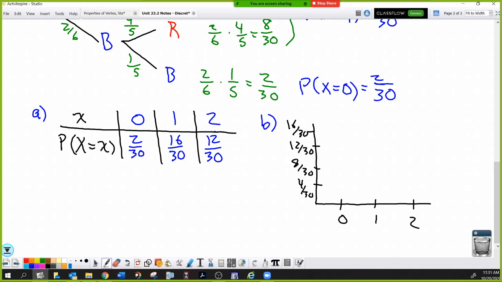And then I just did my best. 2 30ths, so that's half of 4 30ths. So just try to go halfway. Boop. 1 reached all the way up to 16. And 2 went to 12. And that's all she wrote, folks.